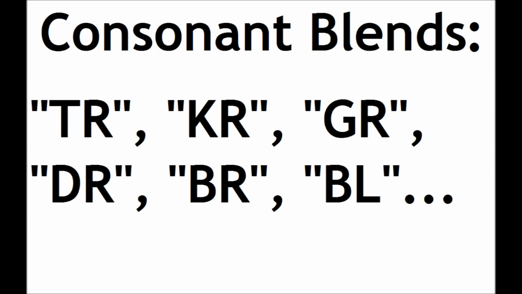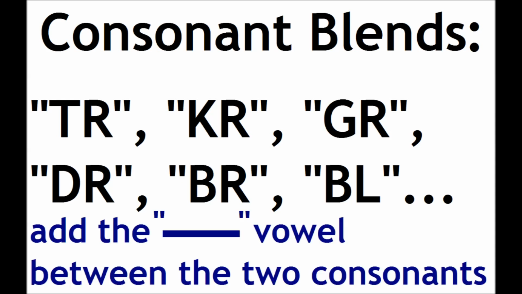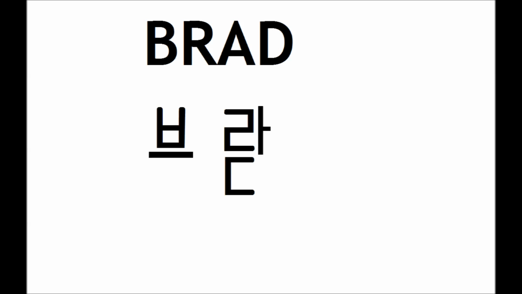Another problem you might encounter in writing your name is blends, like TR, KR, GR, DR, BR, BL. What Koreans do with these blends is insert a vowel in between the two consonants, usually the brook vowel. So if your name is Brad, for example, you write B-rad.